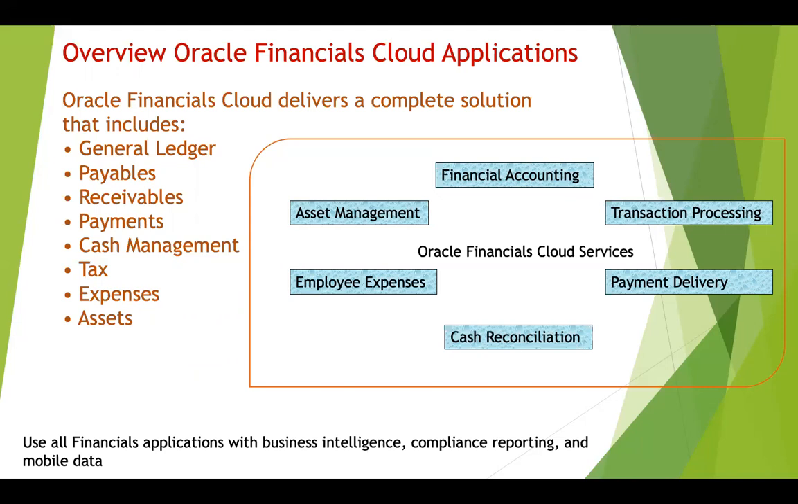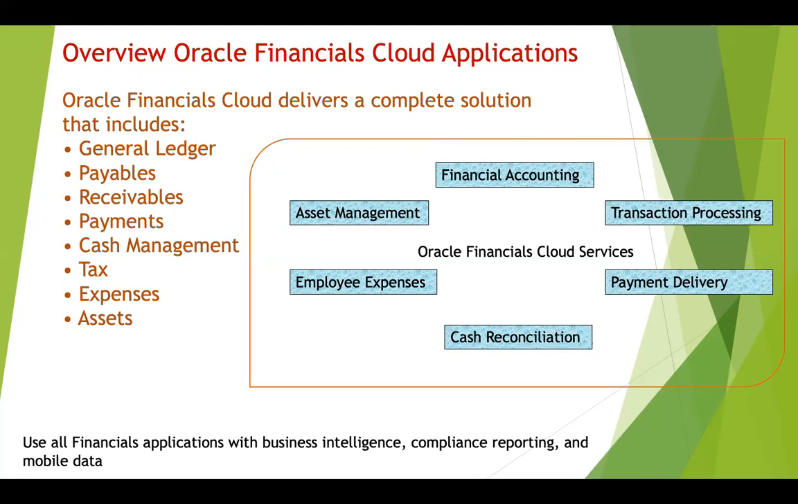There are different modules in Oracle Financial Cloud, which are general ledger, payables, receivables, payments, cash management, tax, expenses, and fixed assets. These are tightly integrated with each other. General ledger is the heart of any ERP system. All sub-ledger transactions flow into general ledger, which eventually turn up in the financial reporting.